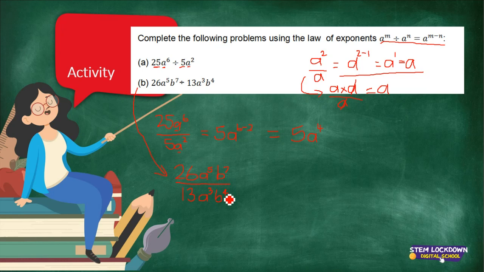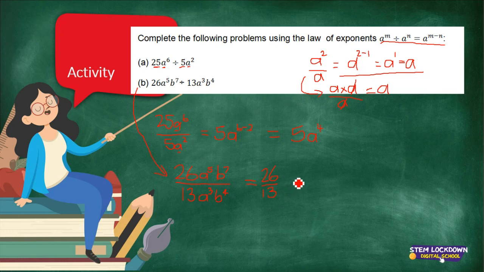Okay, before you continue, always recheck that you've copied it correctly, because if you copy it wrongly, everything will be wrong, right? Now we need to divide the like terms together, the values together, a's together, b's together, right? So I'll say 26 divided by 13, right?